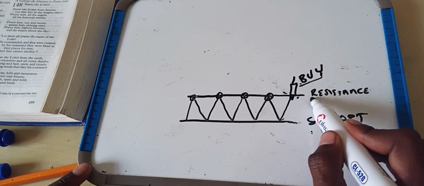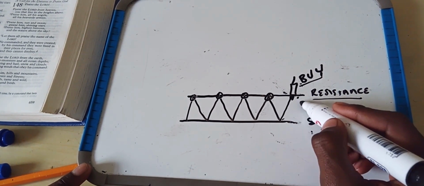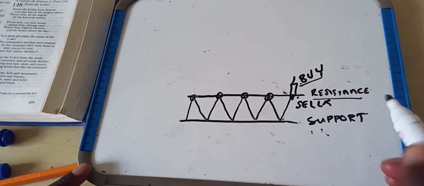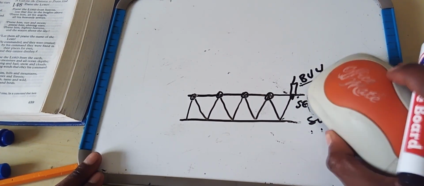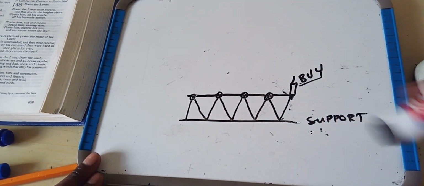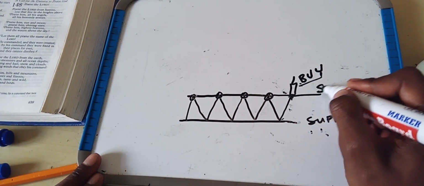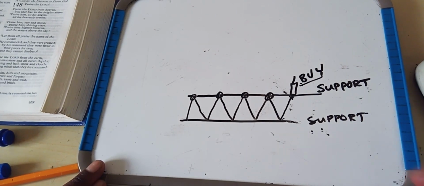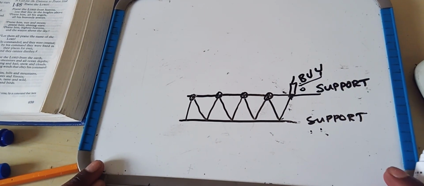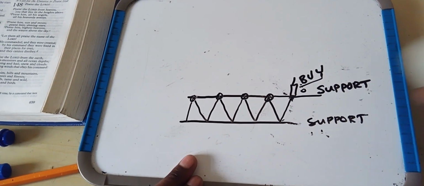Remember, when the resistance level gets broken, we no longer sell, okay, but we buy. Why? Because now if the resistance level gets broken, we no longer have a resistance level, but we have a new support level. Okay, that is why we buy above the resistance level, right? I hope that makes sense.